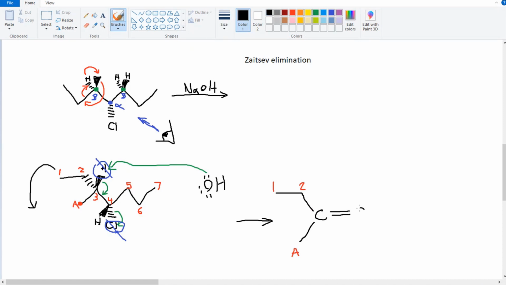So this will be carbon 4. And 5, 6, 7 are going to be here. And on the bottom, I'm going to have an H. So this is going to be 3, 4, 5, 6, 7. So this would be your major product. This is going to be the most stable product, the major product of this reaction.